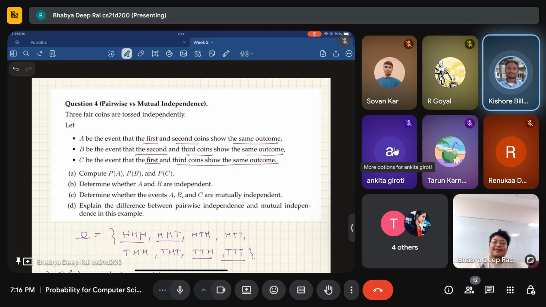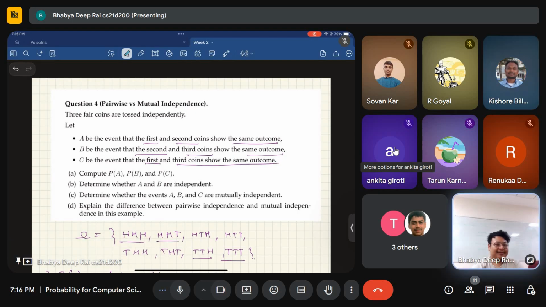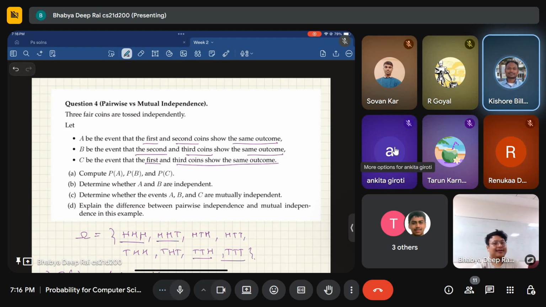Yeah, of course, I understand that. But see, let us suppose we take both the events A and B. Before the B event is performed, the A event is already performed, and then we got the result. And when we perform the B event, we don't even care about the outcome of A. See, Kishore.